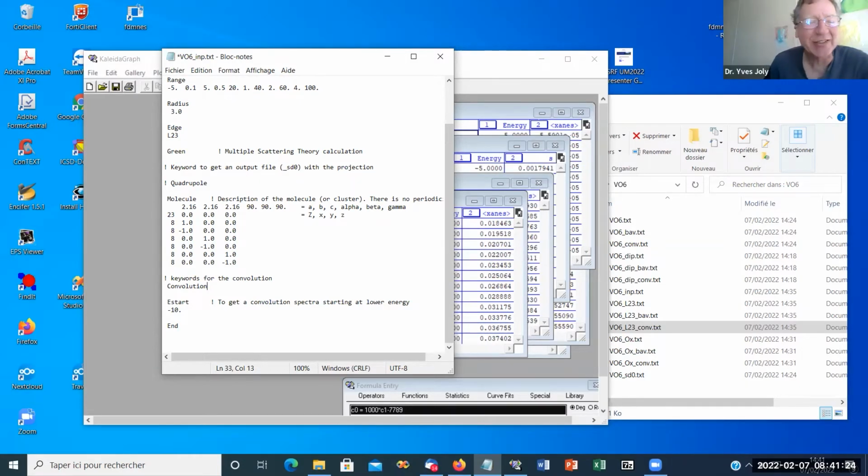Okay, it's a difficult question. No, it's not a difficult question, it's the answer which is difficult. Indeed, for this molecule, the idea is that it's vanadium in solution. Yes, indeed.